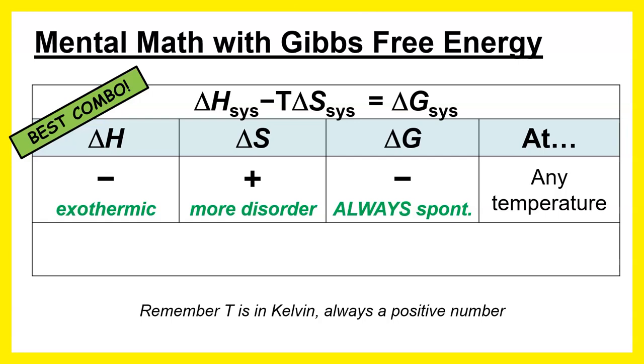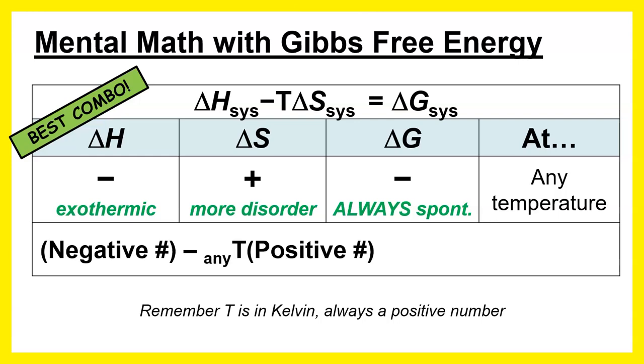So let's kind of think through this. If we have a negative number and we're going to subtract a positive number, and we're using Kelvin, so temperature is always positive, a negative minus a positive will always give you a negative number. That's what you have to be able to think through in your brain. Negative minus a positive is a negative.